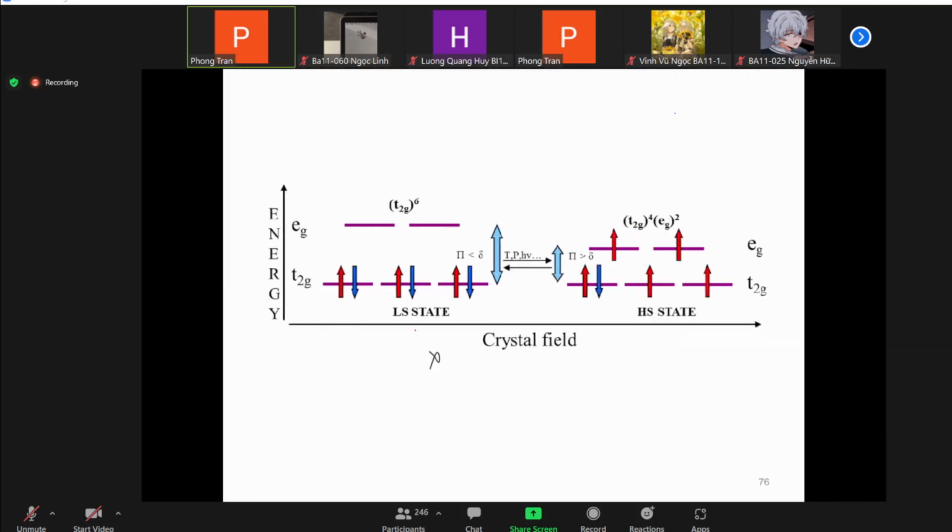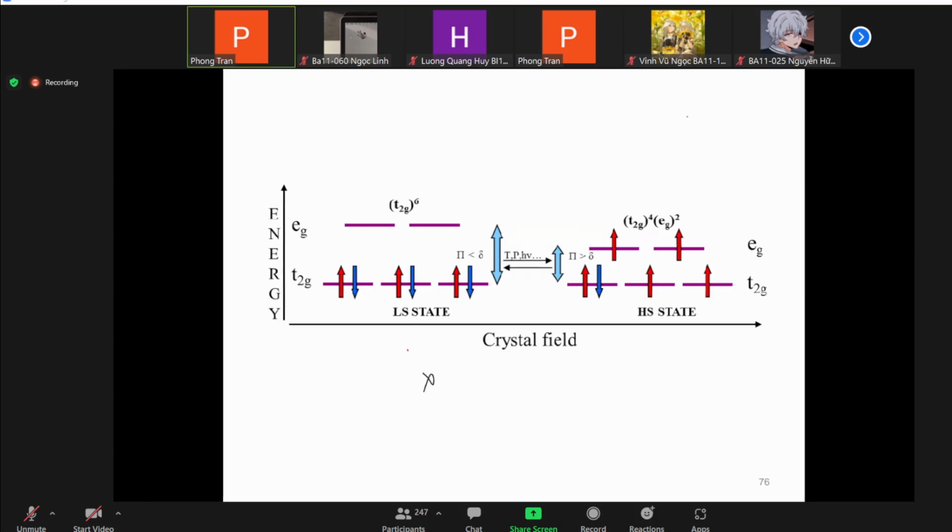Basically, you still have the compound with a set of 3d orbitals. When you have electron splitting at the lower temperature, you have 6 electrons in the ground state. In total here, you see the total spin equal to 0, here total spin equal to 0, here equal to 0. So LS means low spin, because the total spin equal to 0.